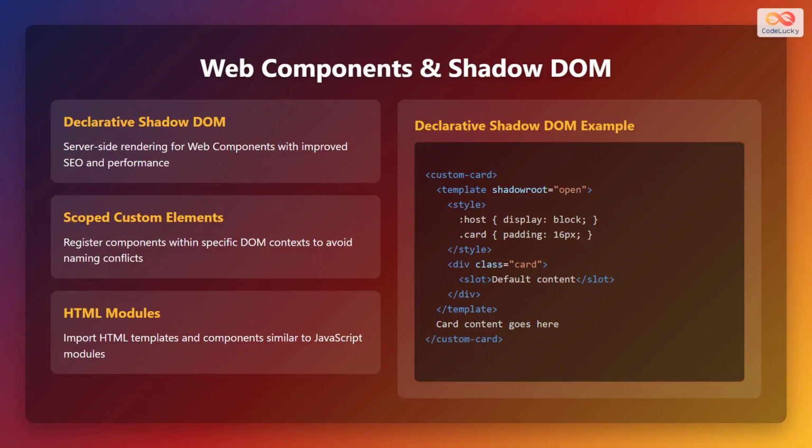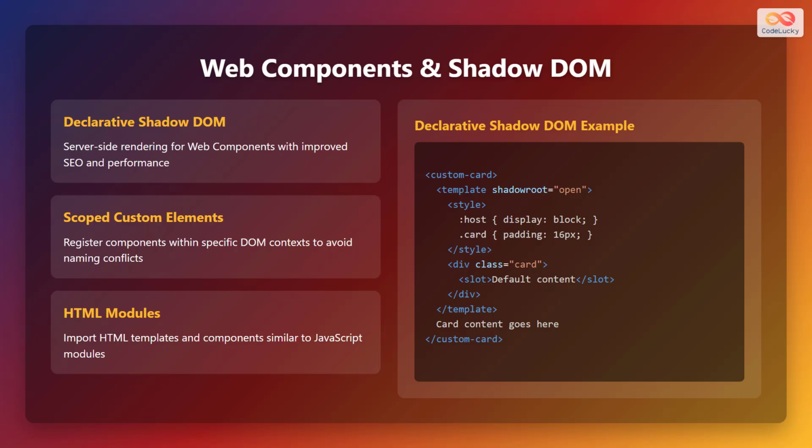Now let's dive into web components and shadow domain. We have declarative shadow domain, which allows for server-side rendering for web components with improved search engine optimization, also known as SEO, and performance. Next, we have scoped custom elements. You can register components within specific domain object model, also known as DOM, context to avoid naming conflicts. Lastly, HTML modules allow you to import HTML templates and components similar to JavaScript modules.